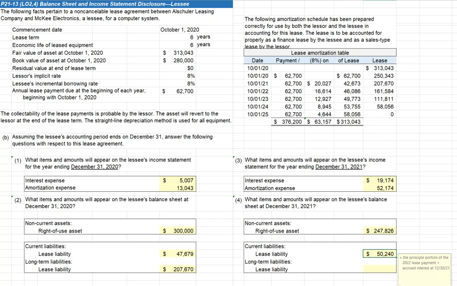So it's $50,240. The long-term lease liability is the present value of the remaining 3 lease payments, $62,700 a year for 3 years at 8% interest, has a present value of $161,584.